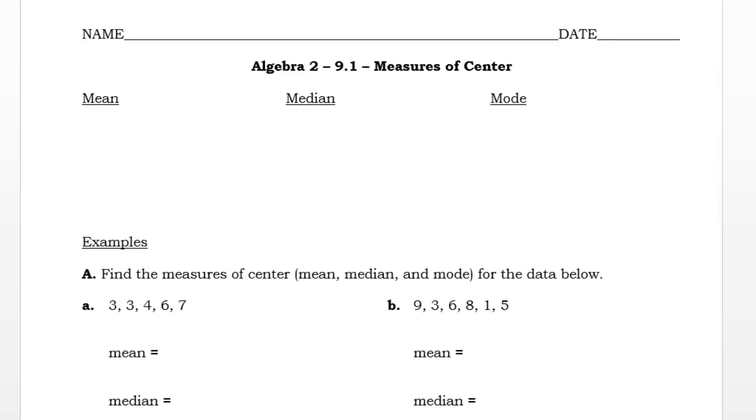So mean, sometimes called the average, can be found by adding all the numbers in a set of numbers and then dividing by how many numbers are in the set of numbers.